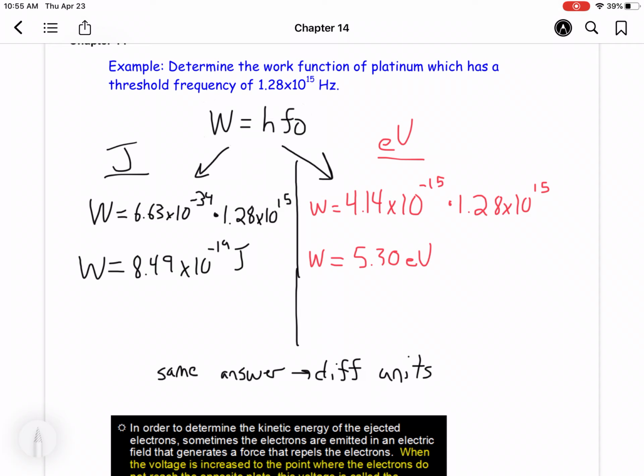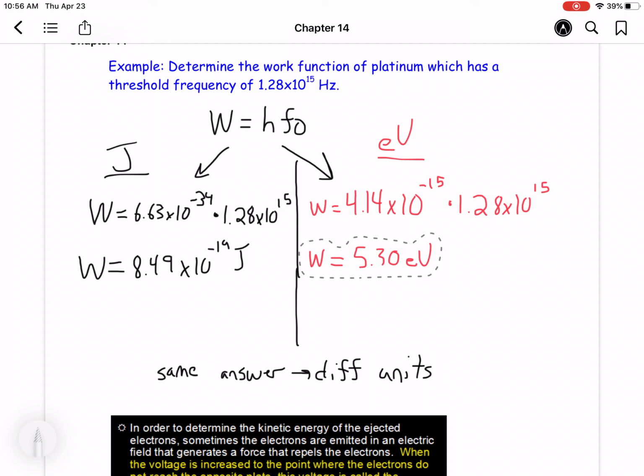And it's got Planck's constant in it. If it's got Planck's constant in it, it means that we can choose either to do it in joules, using 6.63 times 10 to the negative 34, or we can choose doing electron volts, which is 4.14 times 10 to the negative 15. Right? And so if I do the work function in joules, I'm going to get this number of 8.49 times 10 to the negative 19. Perfectly fine number. But if I do it in electron volts, I get 5.3 electron volts.